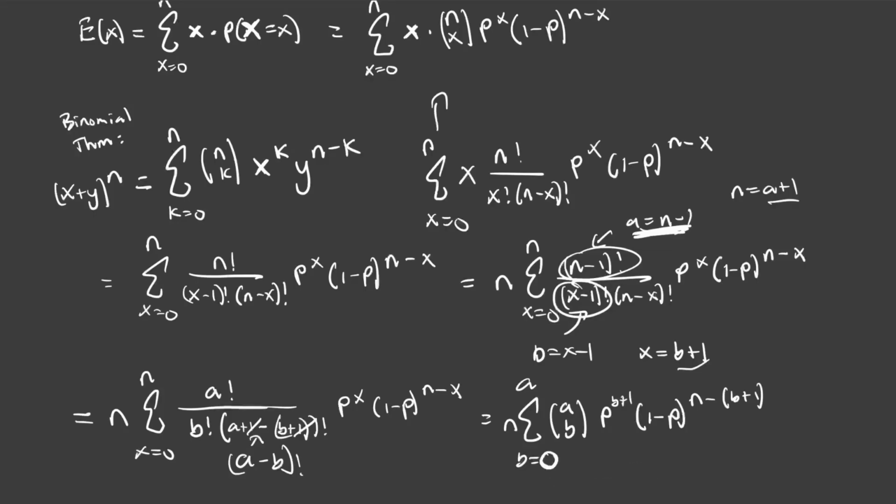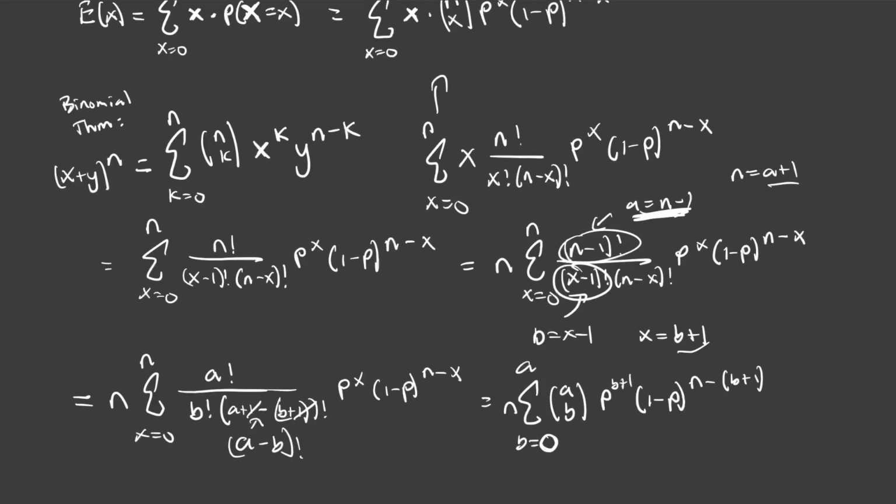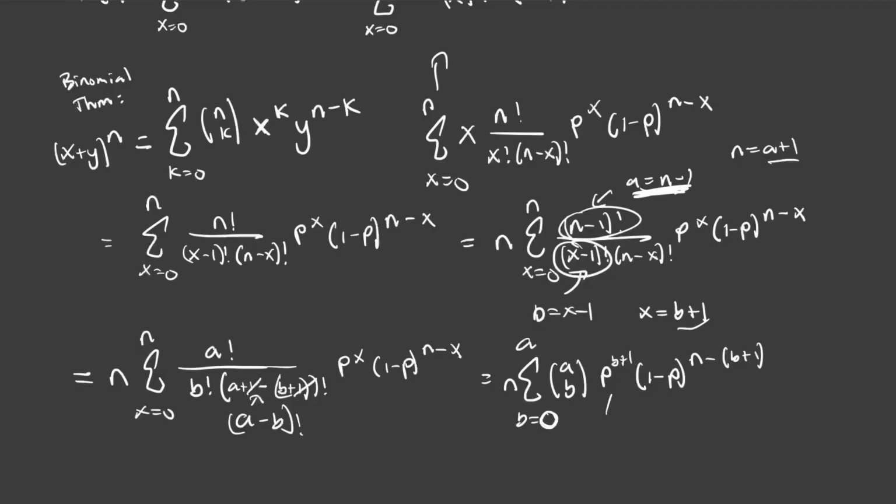So right here, you notice one difference though. We have p to the power of b plus 1, and up here we have x to the power of k. So let's just factor out one of these p's, right? We can just make this equal to p times p to the power of b. And p is a constant, so we can just bring that to the outside over here with n. So we have p to the power of b, and then out here we can have n times p.